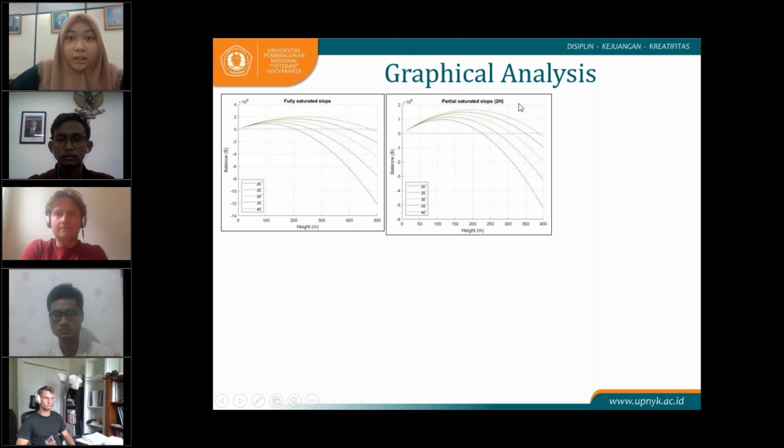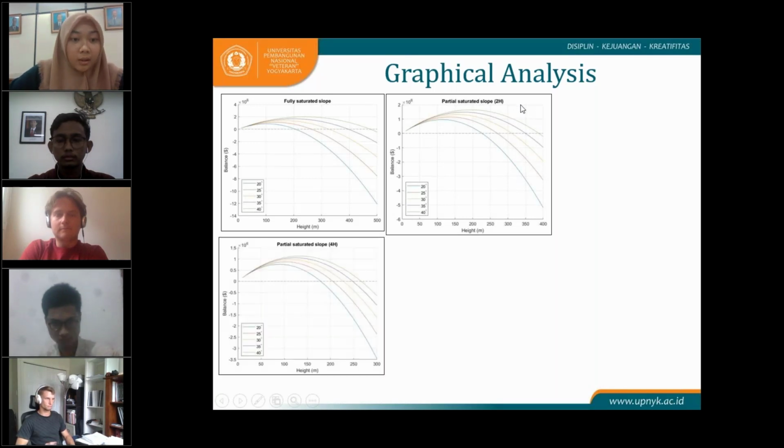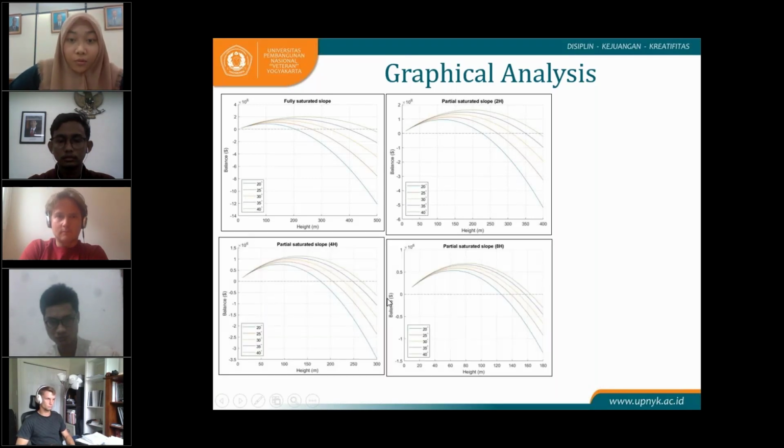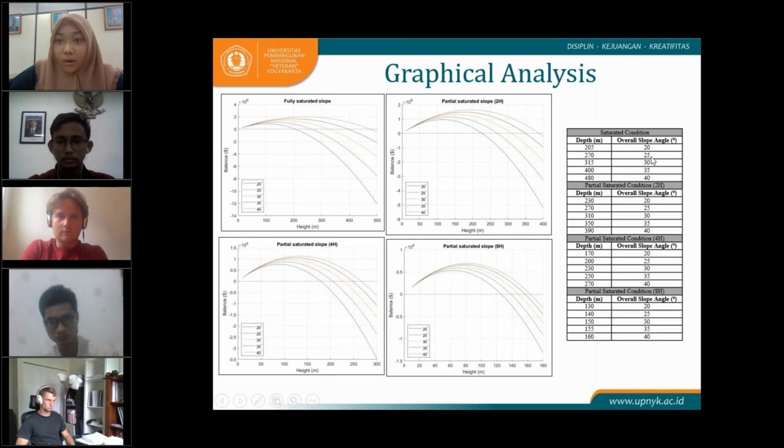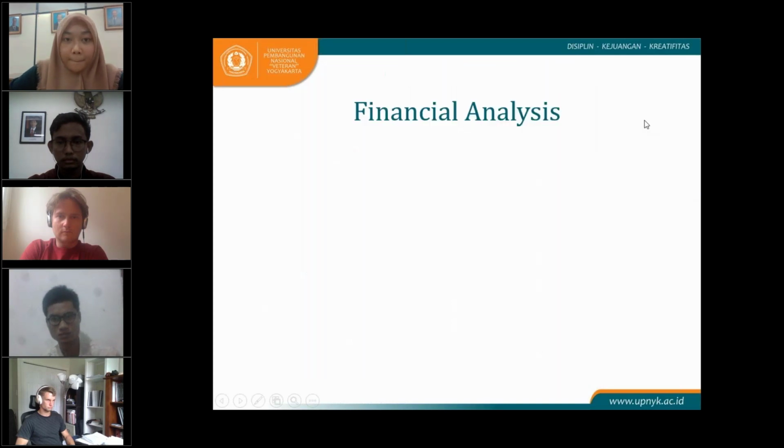And then this is for the partially saturated 2H. This is for 4H, and this is for 8H. And this is the tabulation for the slope dimension.